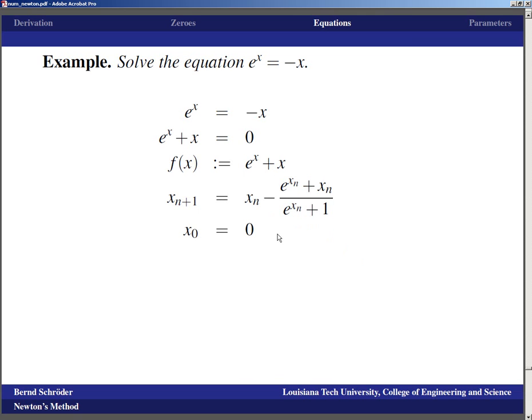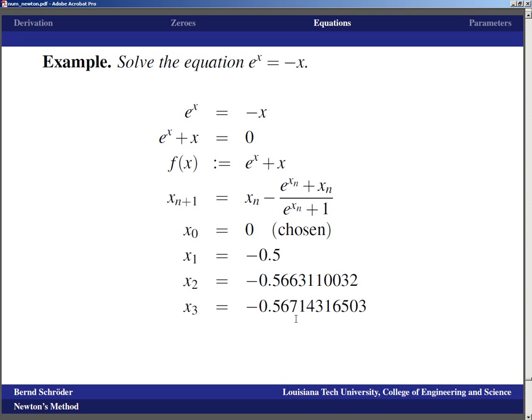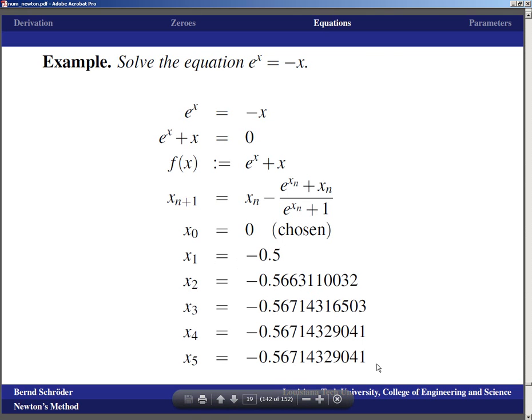And if we start at 0, and I've used a computer here, well, okay, I didn't use a computer to choose 0, we did that on the previous panel. But if I use a computer, then x1 is negative 0.5, x2 is negative 0.566, x3 is negative 0.567, and then some. And then we can see here again, as Newton's method rapidly converges, a lot of digits are already stable in the step from x3 to x4. And by the time we go from x4 to x5, all the digits are stable, and that means Newton's method has converged, and we are at a 0.